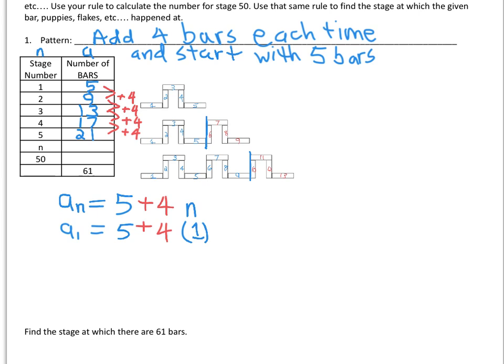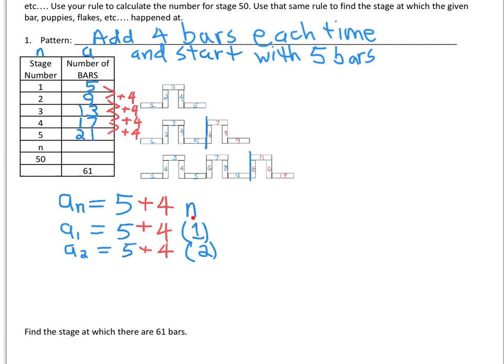Similarly, notice that when I do the same thing with a sub 2, we get 4 times 2 is 8, plus 5 is 13. But again, that's actually for the next stage. And the reason this happens is because we actually didn't add the 4 until the second stage. We didn't add 2 4s until the third stage. So I'm actually off by 1.